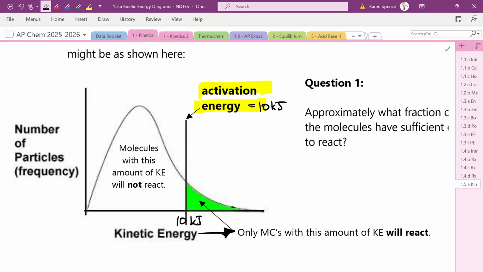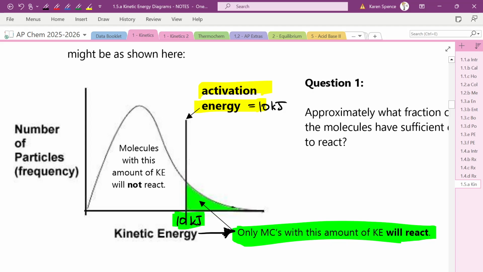And sometimes people get freaked out because when we had potential energy diagrams, the 10 kilojoules was on the y-axis and it was the difference between the reactants and the products. But now we're looking at the kinetic energy of the particles, and that's on our x-axis. So what it means is that of all the molecules in this little green section down here, only the molecules with 10 kilojoules or higher are able to react. So in theory, if you did some fancy calculus, you could calculate the percentage of particles which have enough energy to react. Yes? Okay.